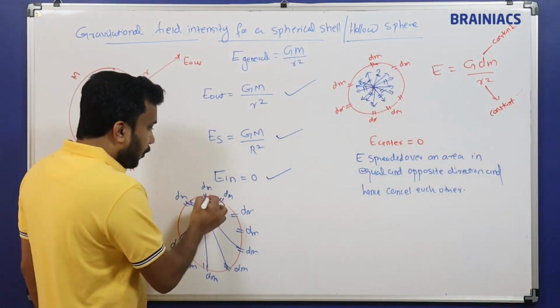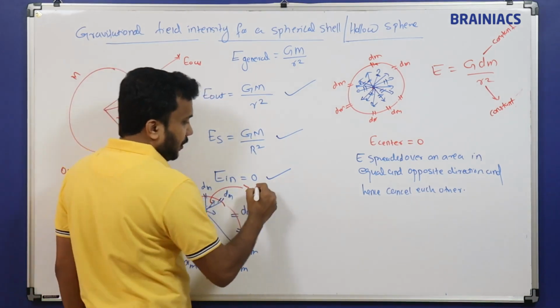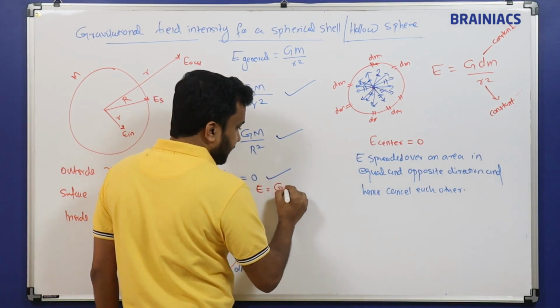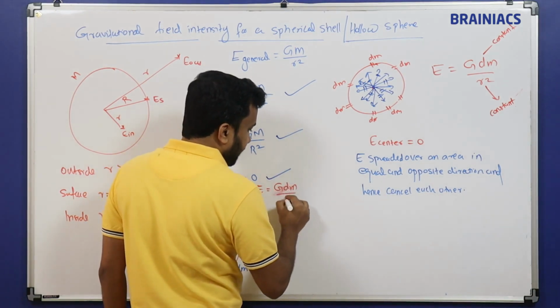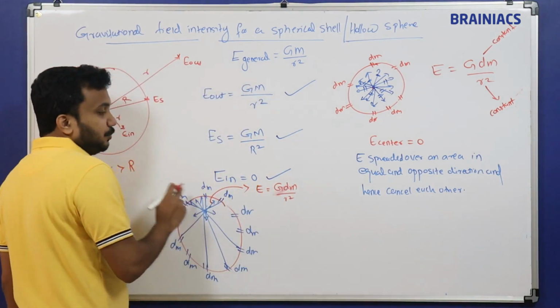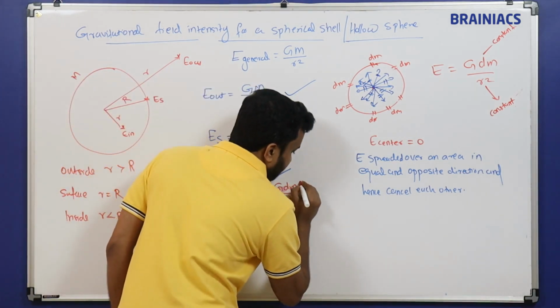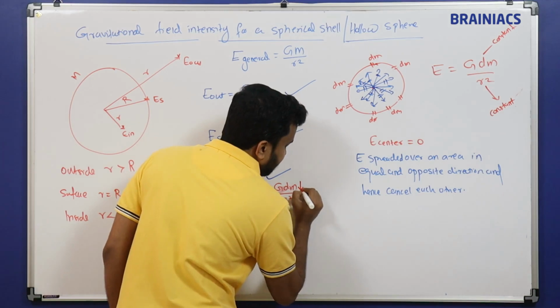But if you take one component of E here, what will you get? E will be equal to, I am writing the gravitational field intensity, G m divided by r square. Here r will be a very small value, and here the mass is less.